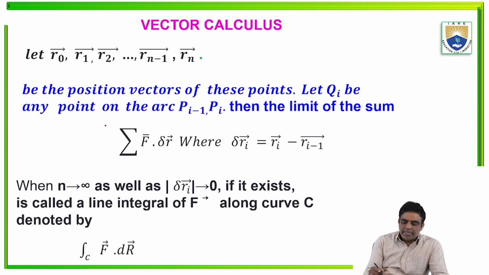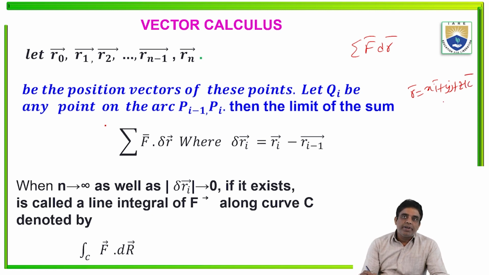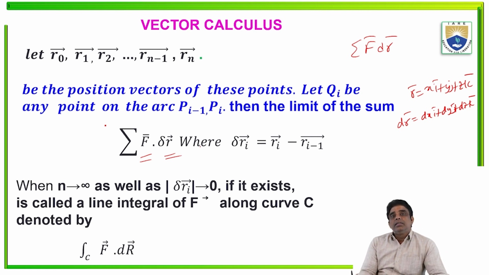And now consider the limit of the summation f bar dot dr bar. What is r bar? r bar is nothing but x i bar plus y j bar plus z k bar. It is the position vector of the point (x, y, z). And then dr bar becomes dx i bar plus dy j bar plus dz k bar. This is dr bar. And the vector point function f bar is the given vector which is defined along the curve, where delta ri bar is equal to ri bar minus r(i minus 1) bar. This is delta ri bar.